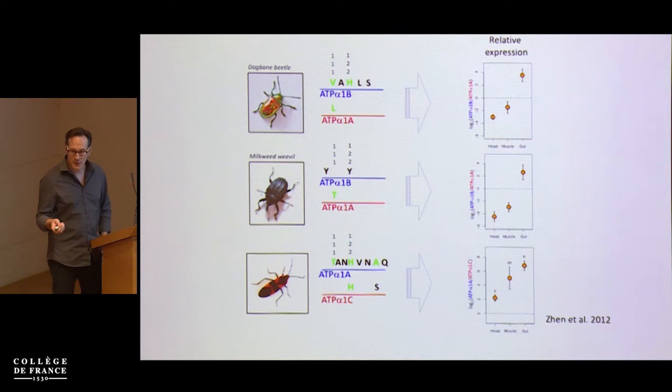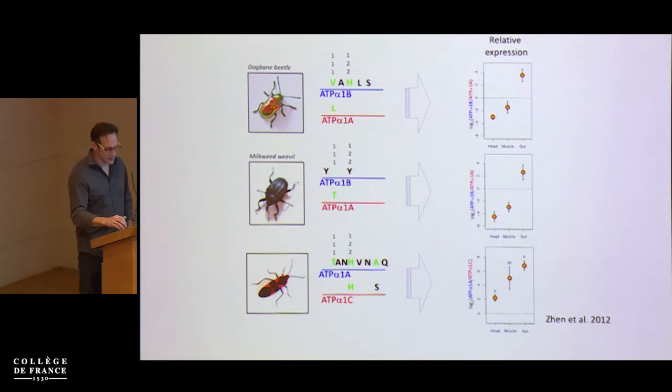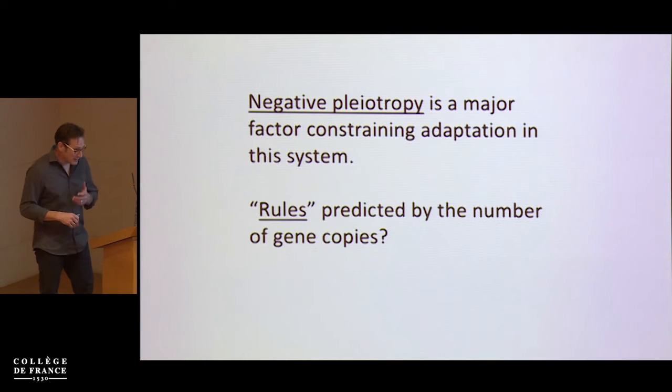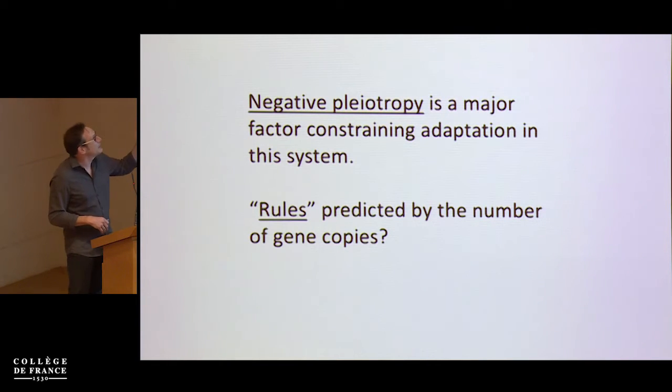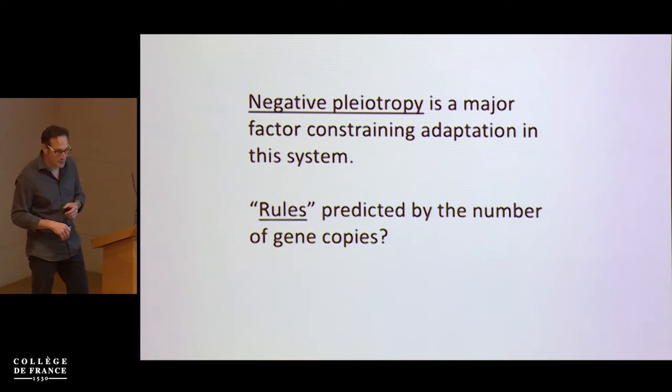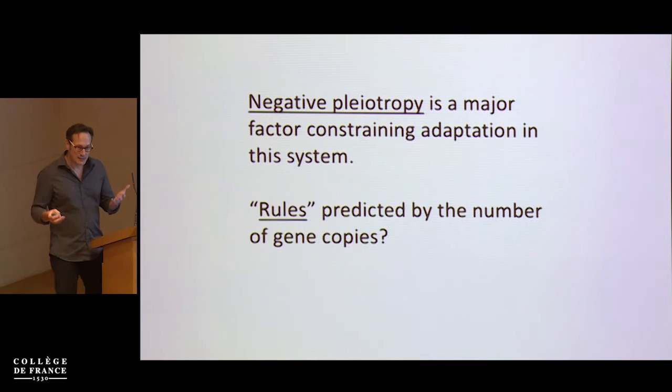And that's differentially expressed in the gut, where arguably this protein plays a less critical role, but it's also the site where the insect first processes these cardiac glycosides, and it's the site of absorption. So in summary, at this point, we concluded after seeing this that negative pleiotropy is a major factor limiting adaptation in the system. And perhaps more interestingly, it suggested a set of rules for adaptation: you could simply predict how evolution would happen based on the number of gene copies a species had.